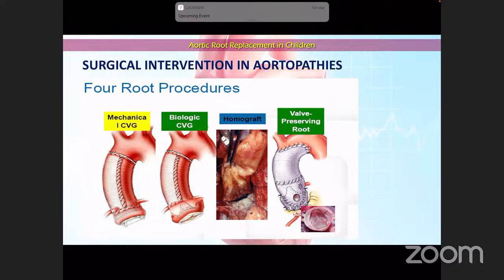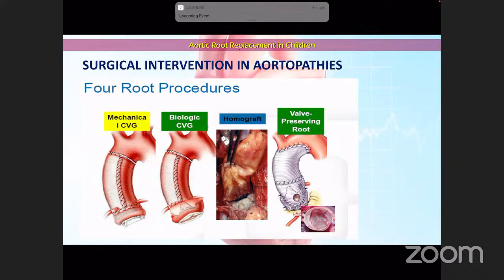And then you have the other option, which we call the valve preserving aortic root surgery, where you repair the original valve and then replace the ascending aorta with the graft.